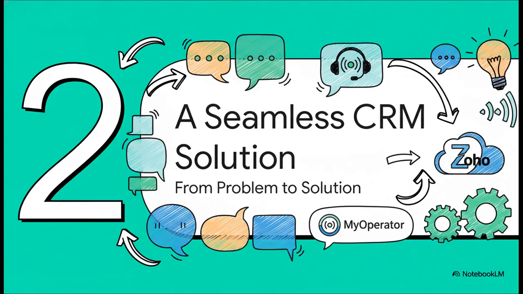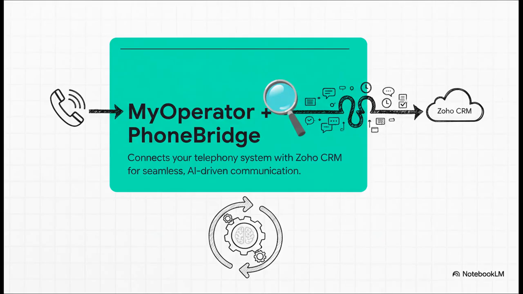But what if you could just get rid of that disconnect completely? This is where we stop talking about the problem and start looking at a truly seamless solution. And here it is, the MyOperator and Zoho PhoneBridge integration. To put it simply, it's like building a direct bridge between your phone system and your CRM. They finally start talking to each other, so every single call, every interaction gets captured and organized automatically. It's all about one smooth, seamless workflow.